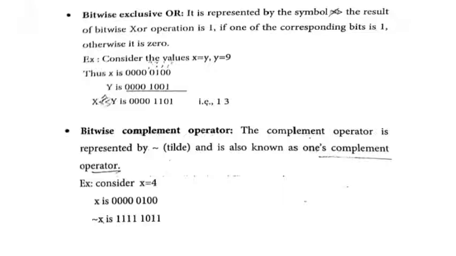The next thing is the bitwise complement operator. The complement operator is nothing but wherever you are facing 0, you put 1 for that particular bit.